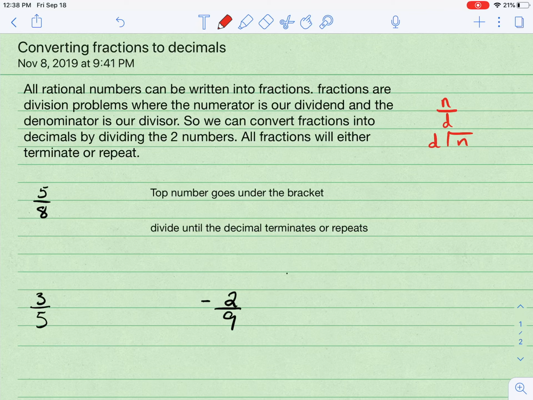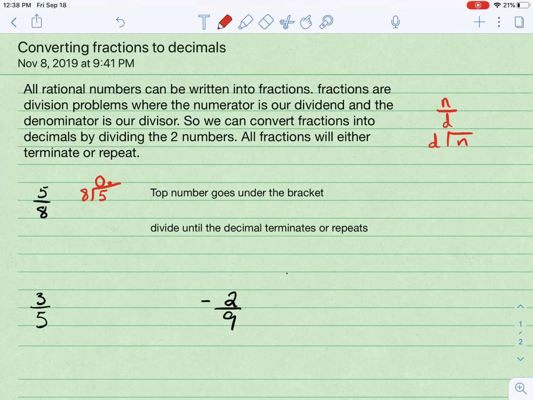So how this looks, we've got 5/8, so we want to divide. The top number goes under the bracket. The divisor or the denominator goes out front. Now you notice that the denominator is bigger than the numerator. This means that our answer is going to be less than 1. So we know that 8 cannot go into 5.